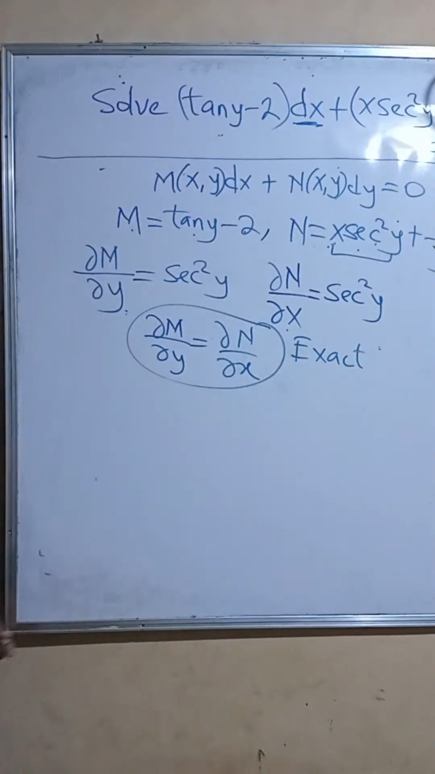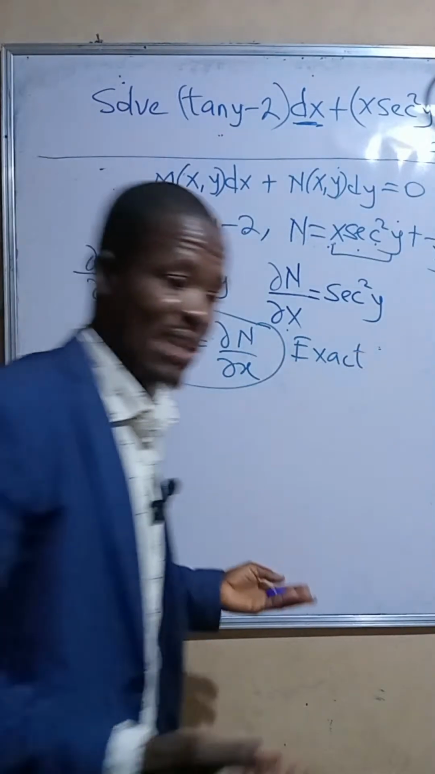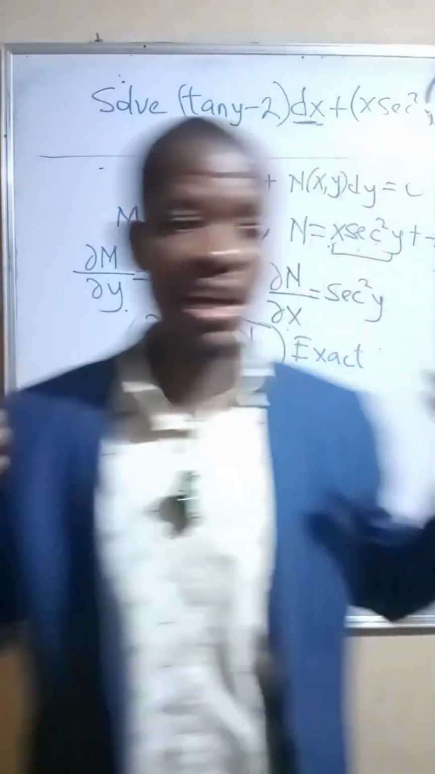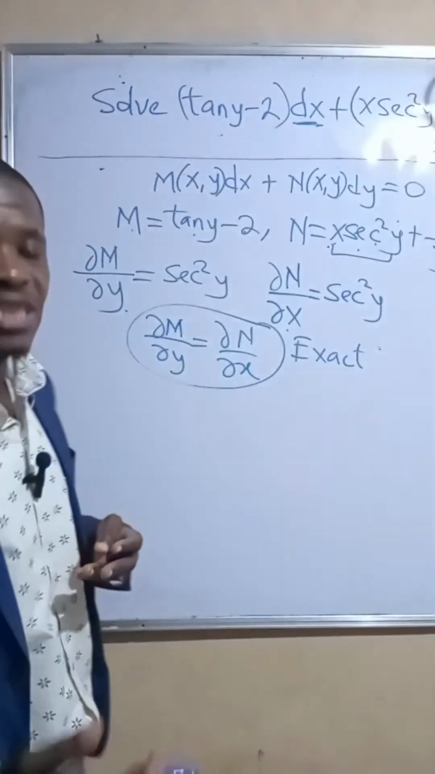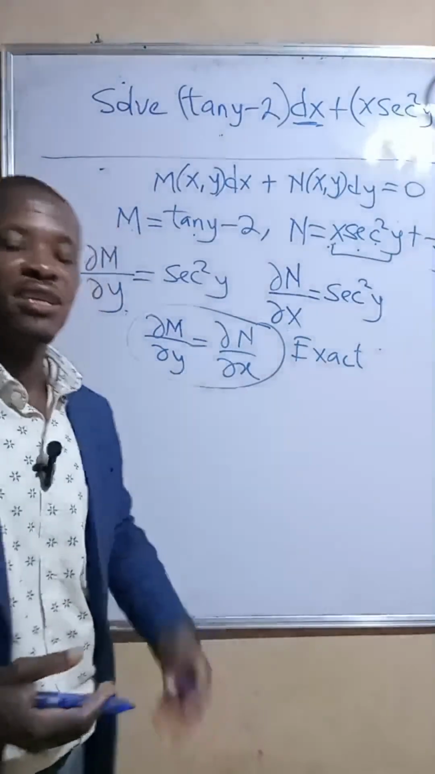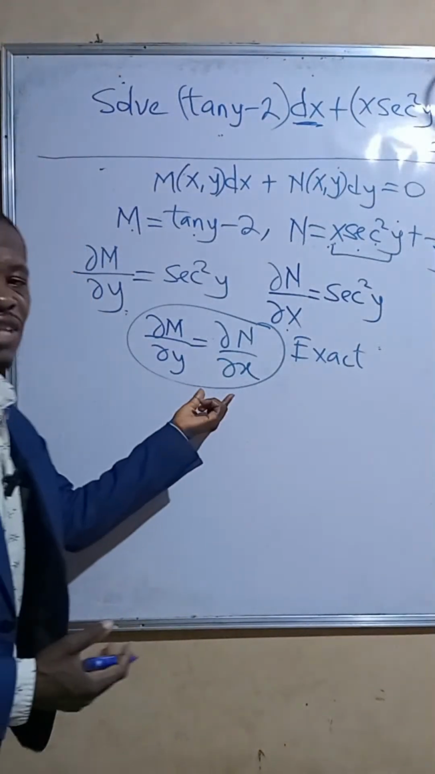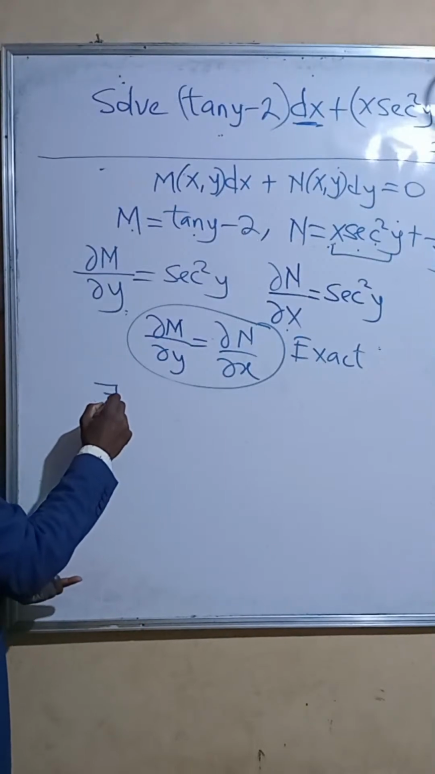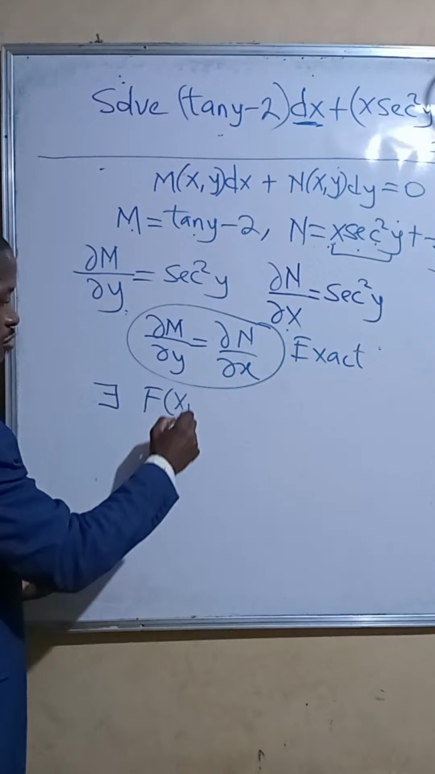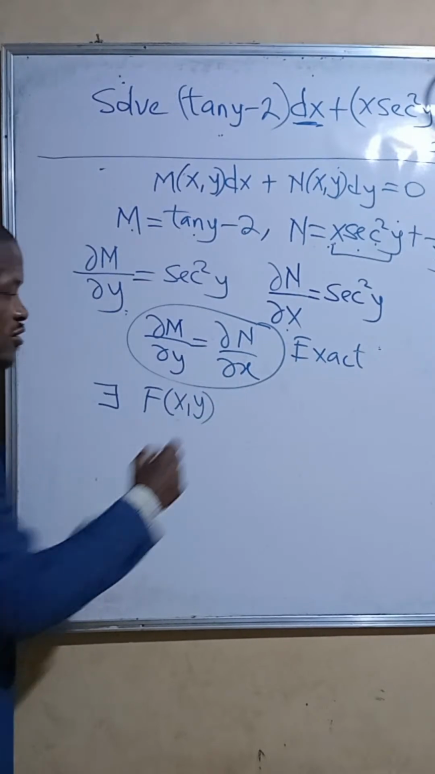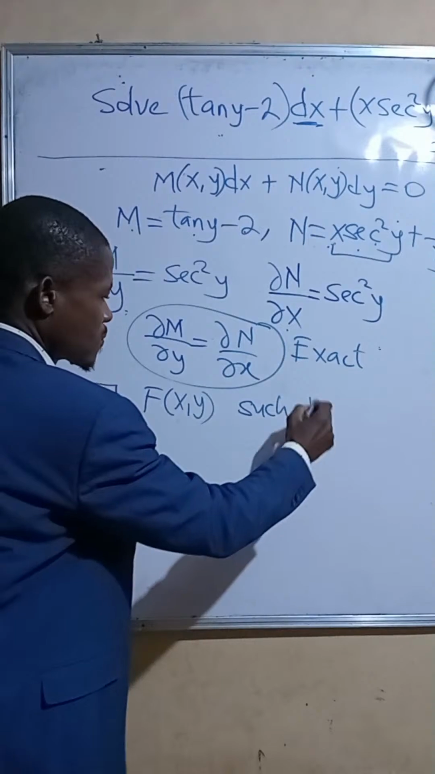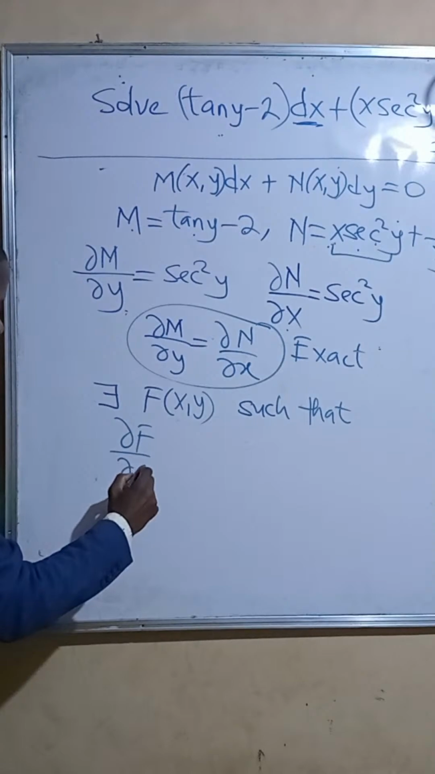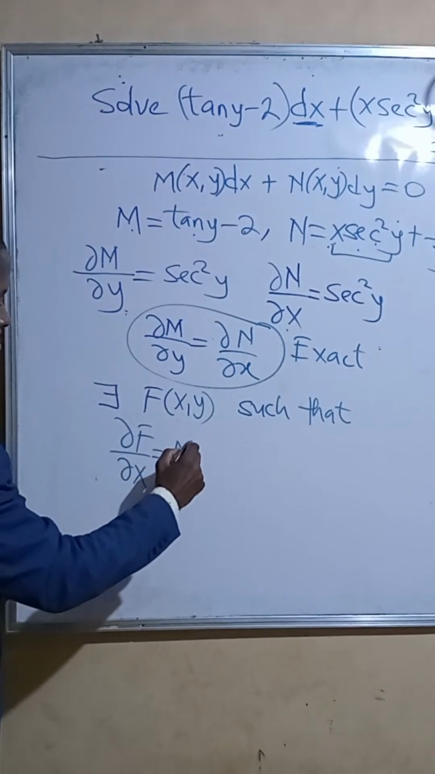So this is exact. Once your differential equation is exact, what's the next thing to do? The next thing to do is to look for a way to get the general solution. Once it is exact, there exists a function f as a function of two variables x and y, such that the partial derivative of f with respect to x is equal to M.